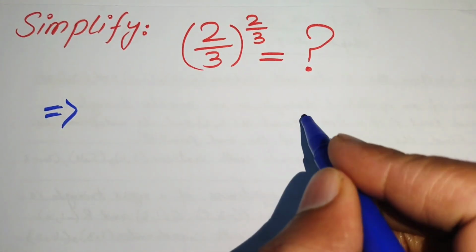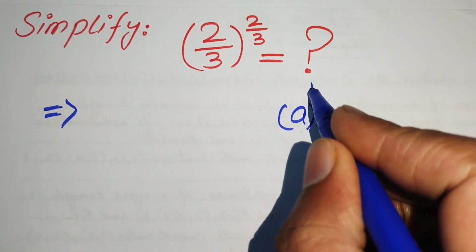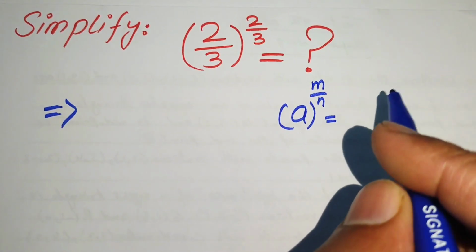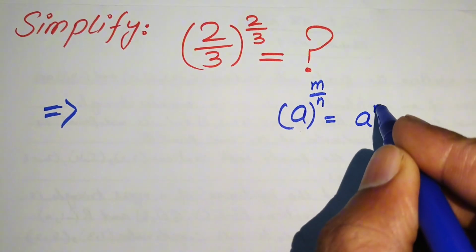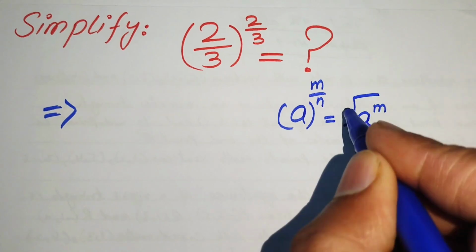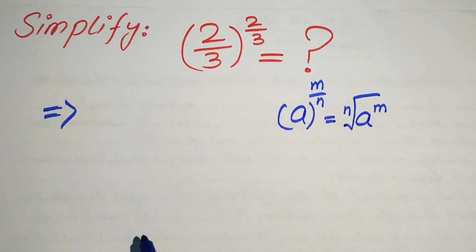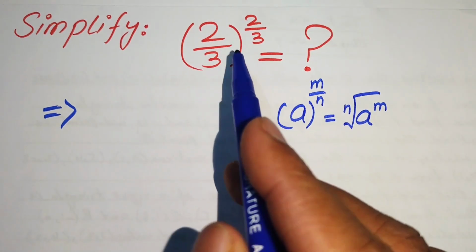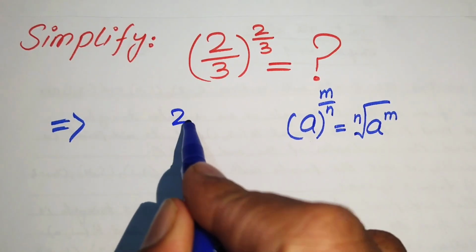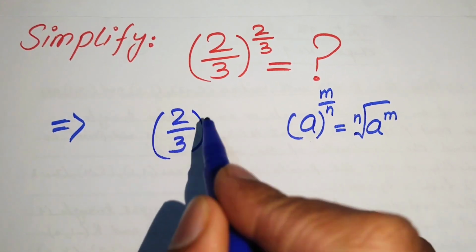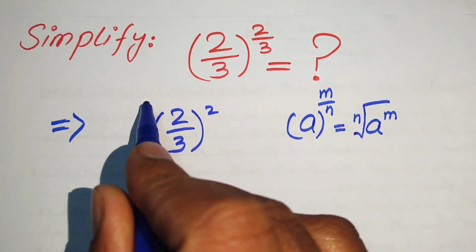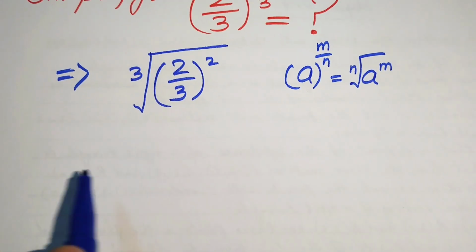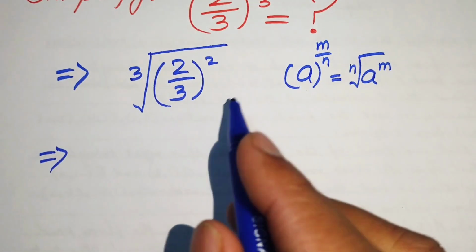We know that if you have a to the power of m over n, then we write this exponential form into the radical form in this way: a to the power of m into nth root. Okay, so it means that we apply this 2 on this term and we take the cube root here, so that we write it as 2 over 3 squared and its cube root.